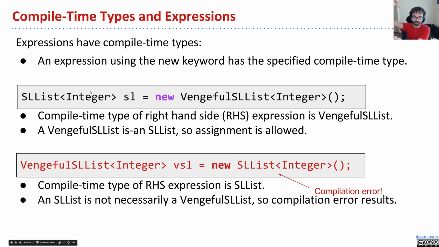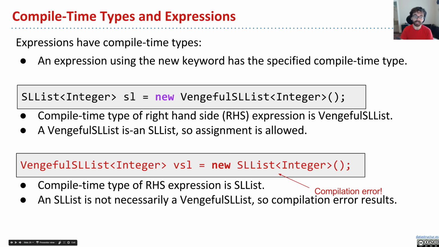And it has this diagram. I can look and say, yes, indeed, a vengeful S-list is a subclass of S-list, so I'm going to allow this assignment. So it checks the right-hand side, which I will have on the slides as just RHS. It checks the right-hand side, and it makes sure that this type is compatible with the left-hand side of the expression.